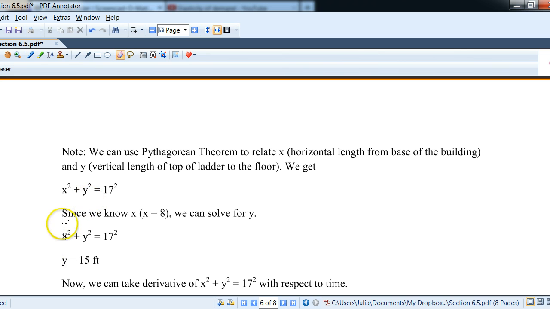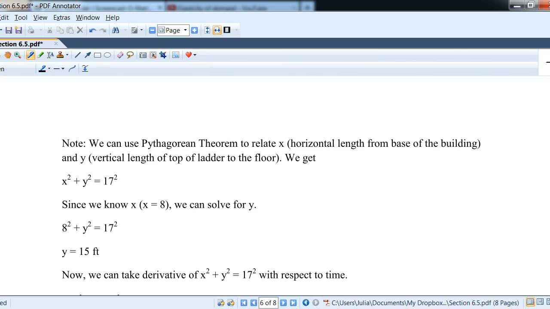Okay, so let's take a quick look. The Pythagorean theorem is x squared plus y squared equals 17 squared. So we solve for y, that's 15. Actually 8, 15, and 17 is one of the common Pythagorean triples. If you ever take standardized tests, it helps to know a little bit.